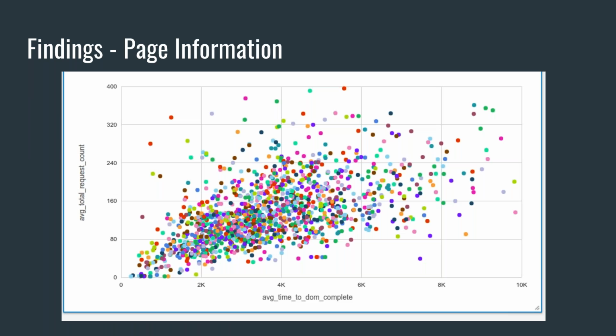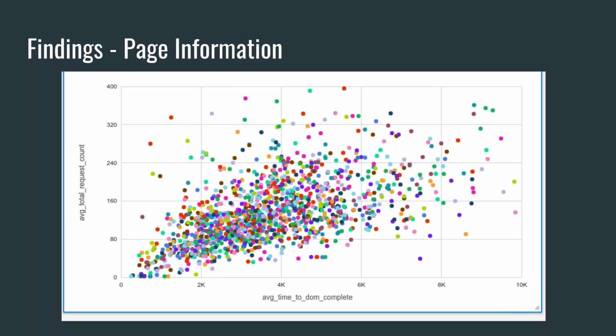This is one other thing. We plotted a lot of these results. We plotted 2 different metrics here: average total request count, so the total number of requests on a web page, plotted against average time to DOM complete. Now you can see here the general trend, right? That's what we're looking for. Just as the number of total requests on a web page increases, so too does the average time to DOM complete on a website.